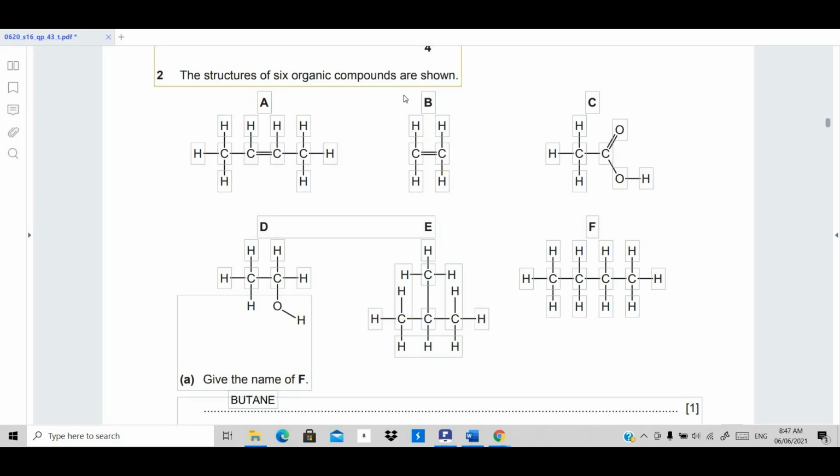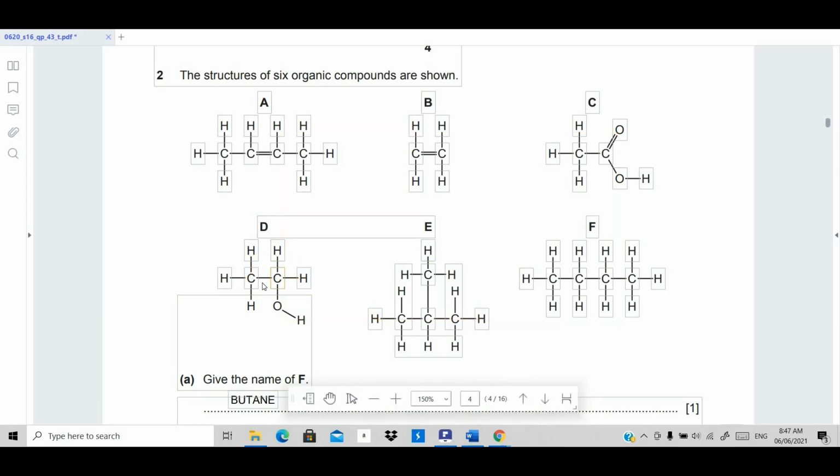Okay, so we are using an alkene, which is ethene, to make this organic compound D. So how will we name this organic compound? Now you can see here, before, in all these organic compounds in A, B, E and F, they all contain only carbon and hydrogen atoms.